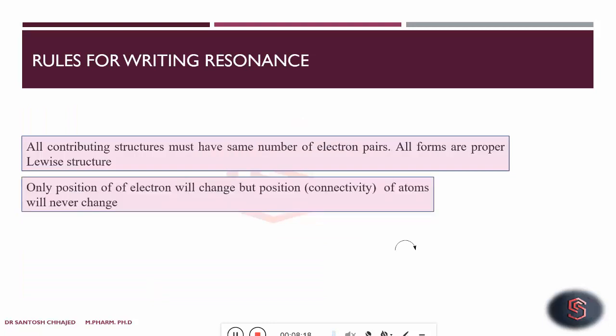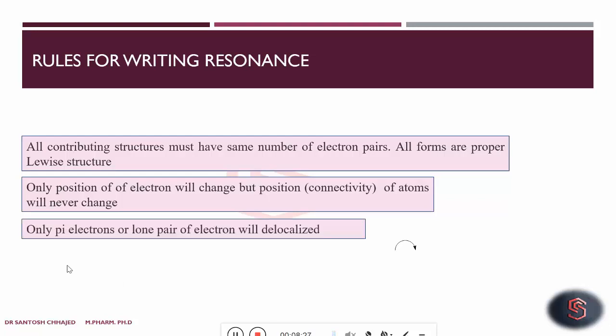All contributing structures must have the same number of electron pairs. All are proper Lewis structures. Only the position of electrons will change, but not the position of atoms. I am explaining this rule with the help of a particular example. So now consider this example. This is a generalized structure where I have written substituents in the generalized form R1 and R2.